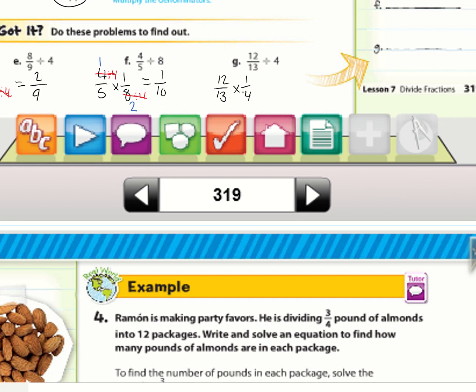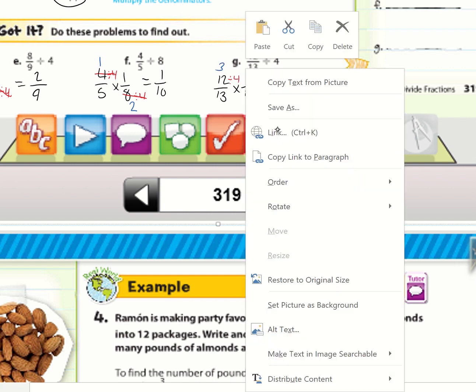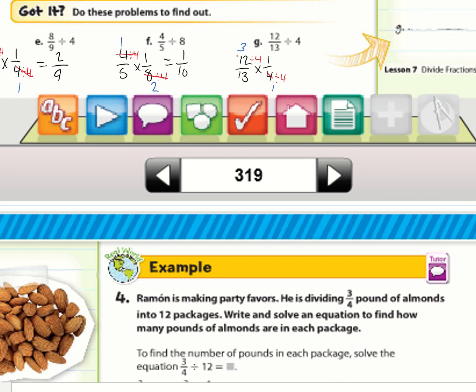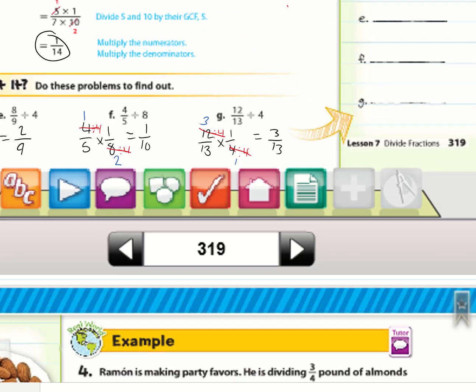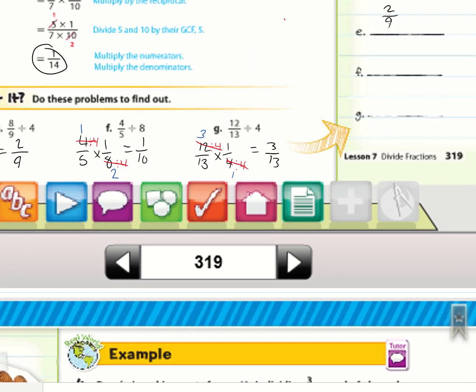Same thing. 4 and 12 can both divide by 4. 12 divided by 4 is 3, 4 divided by 4 is 1. So now that I've cross-divided, 3 times 1 equals 3, and 13 times 1 equals 13. So for E, I have 2 over 9. For F, I have 1 over 10. And for G, I have 3 over 13.